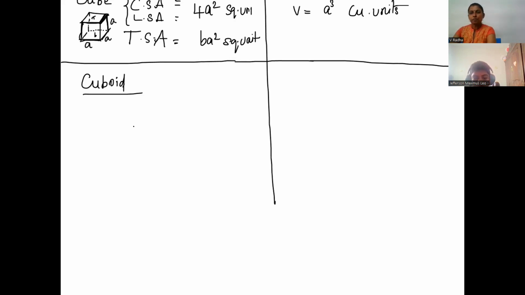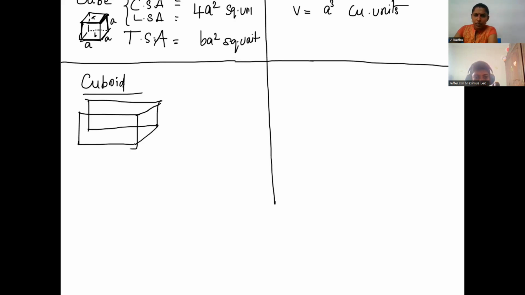Okay. Now the cuboid. So now the cuboid shape. Each face here looks like a rectangle. It's a rectangle. Sometimes breadth and height are the same.